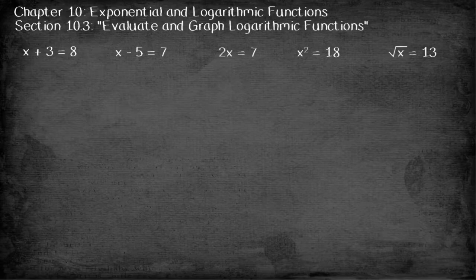So how is it you would solve each of these equations? Well, in this first equation, you're adding. So to solve, you would subtract. In the second equation, you would add. In the third equation, since you're multiplying, you would have to divide. In the fourth equation, since you have a square, you have to take the square root. And for a radical function, square root of x equals 13, you would square both sides.